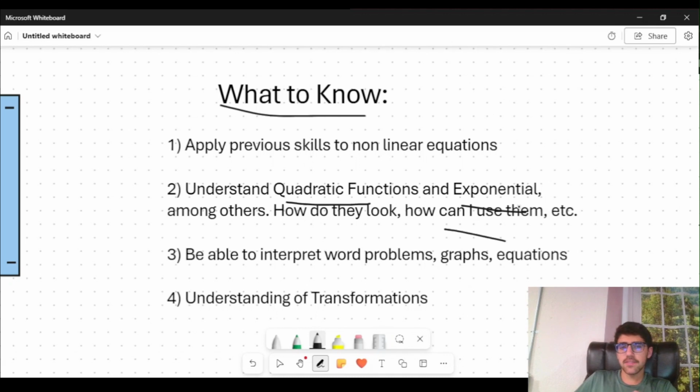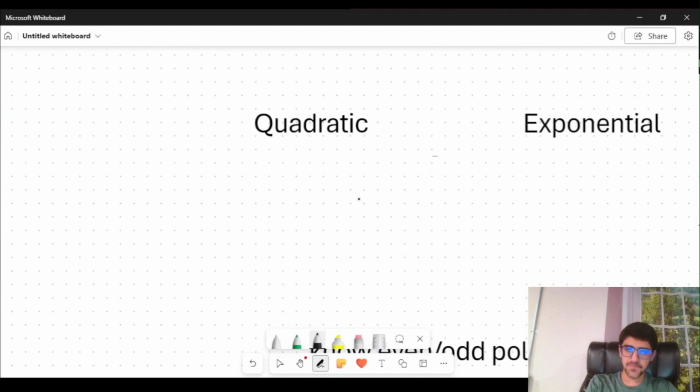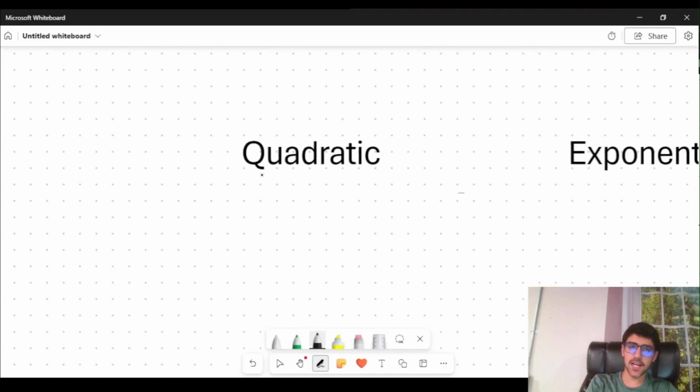For the other functions, I don't think they'll ever ask you specific questions like, this is an equation, what does this number mean? It never does that. That only pops up for quadratic and exponential. So I'm just going to briefly go over it, and I'm going to start with the quadratic.